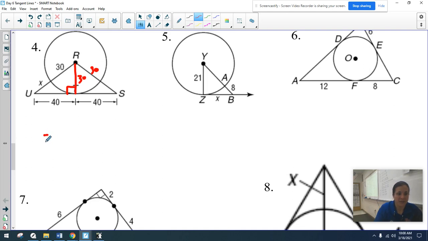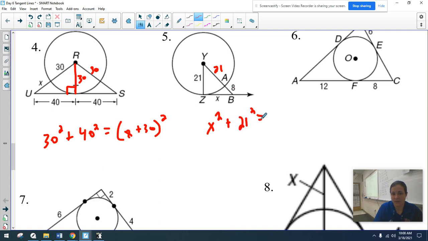You would have to do a squared and b squared equals, and then you would have to do x, that's a terrible x, plus 30 squared, because that's this entire line for your hypotenuse, x plus 30. Okay, over here, the 8 is just attached to this, so you'd have to add 8 and 21 for that one. So x squared, 21 squared is equal to 29 squared, because I added them.